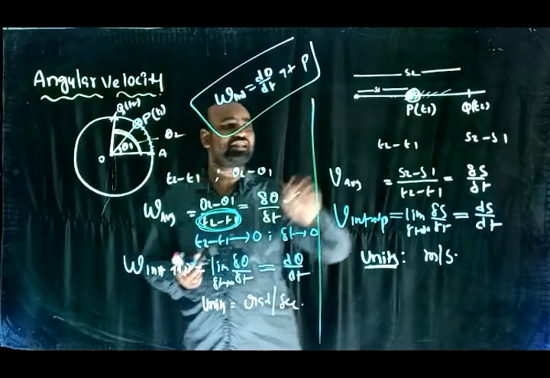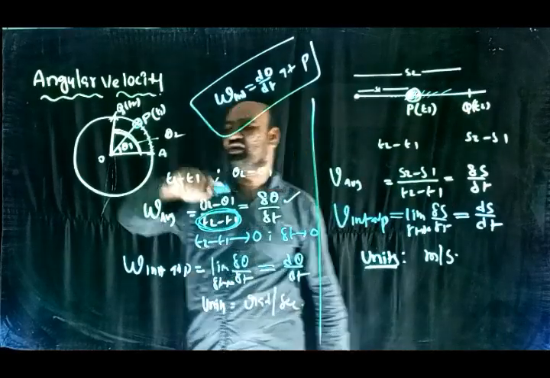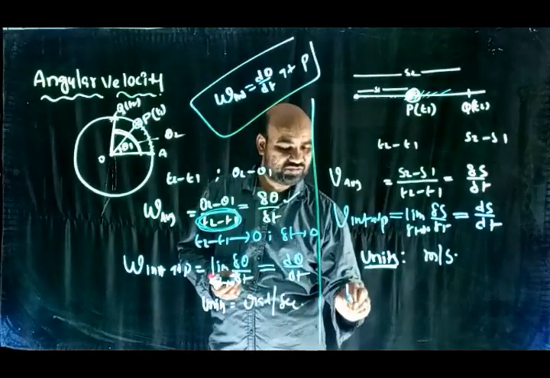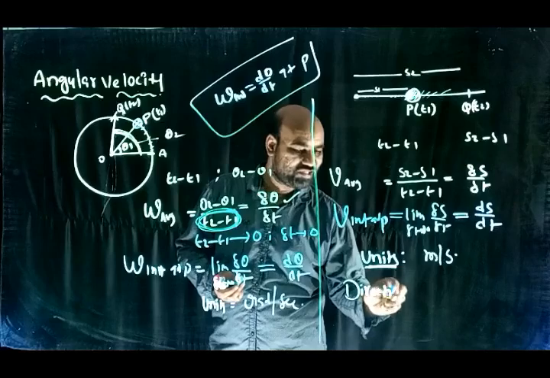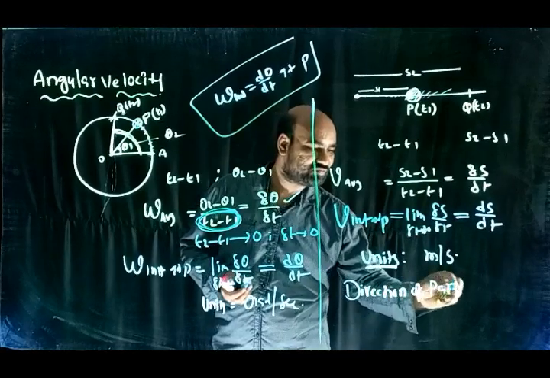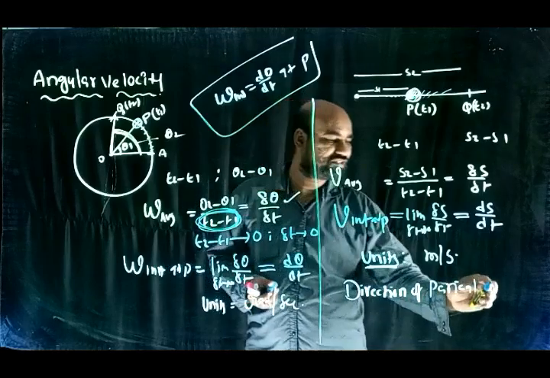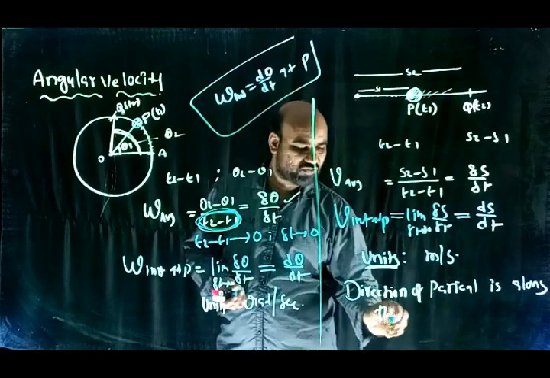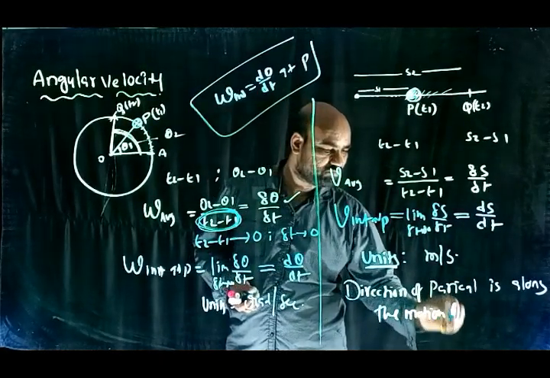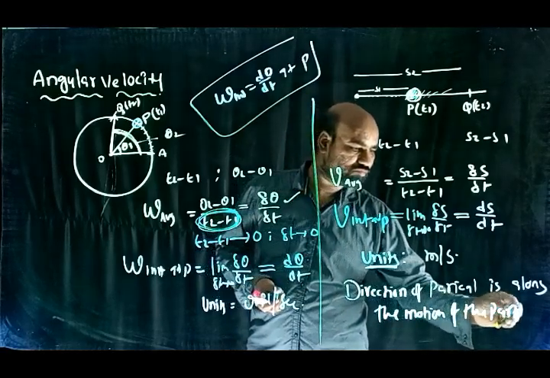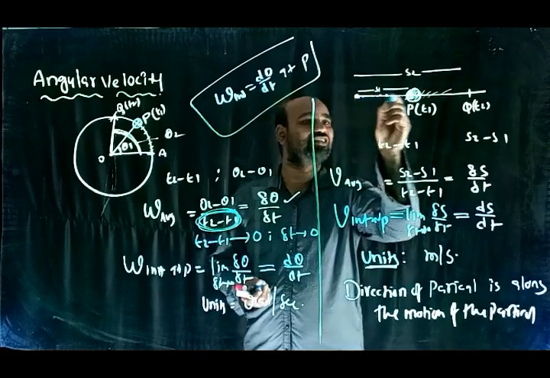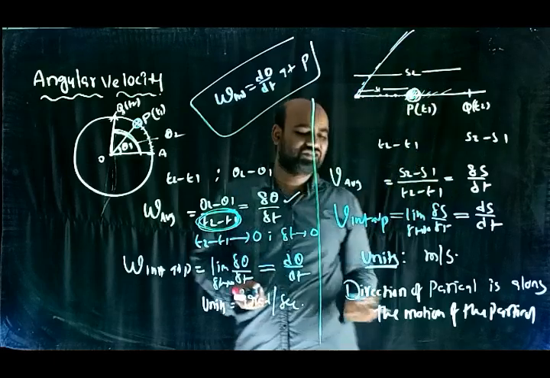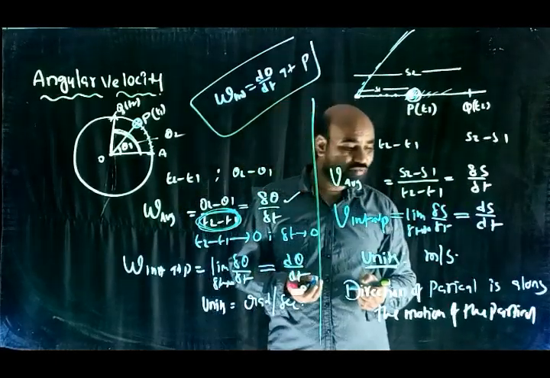Here the particle is moving along a line. Here the particle is moving around a circle. So what is the direction? The direction of the particle is along the motion of the particle. Means the particle is moving like this. If the particle is moving in this way, it is only its direction. That's why the direction of the particle is along the motion of the particle.